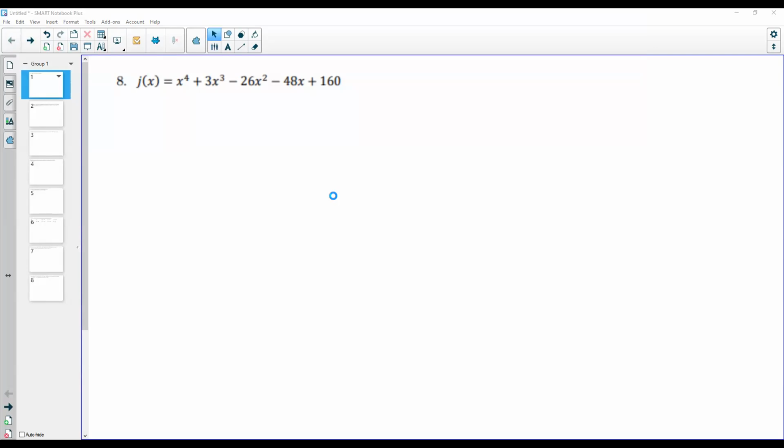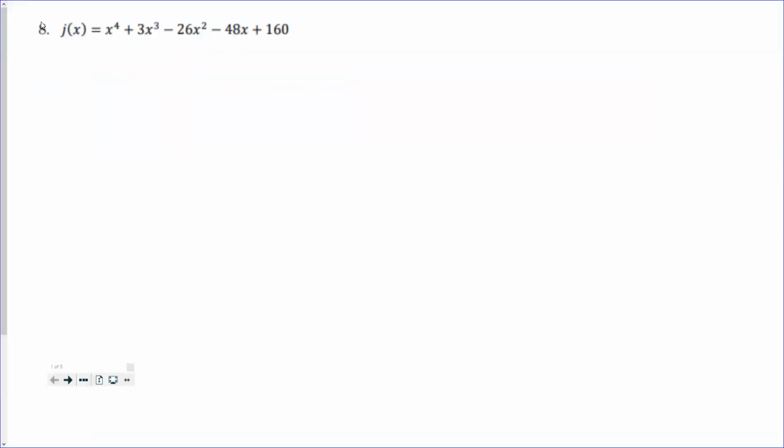I'm going to start with question 8 on the homework. In question 8, we want to factor this out: x to the fourth plus 3x cubed minus 26x squared minus 48x plus 160. Since all my coefficients are integers, the rational root theorem works. So all my possible zeros are going to be plus or minus factors of 160.